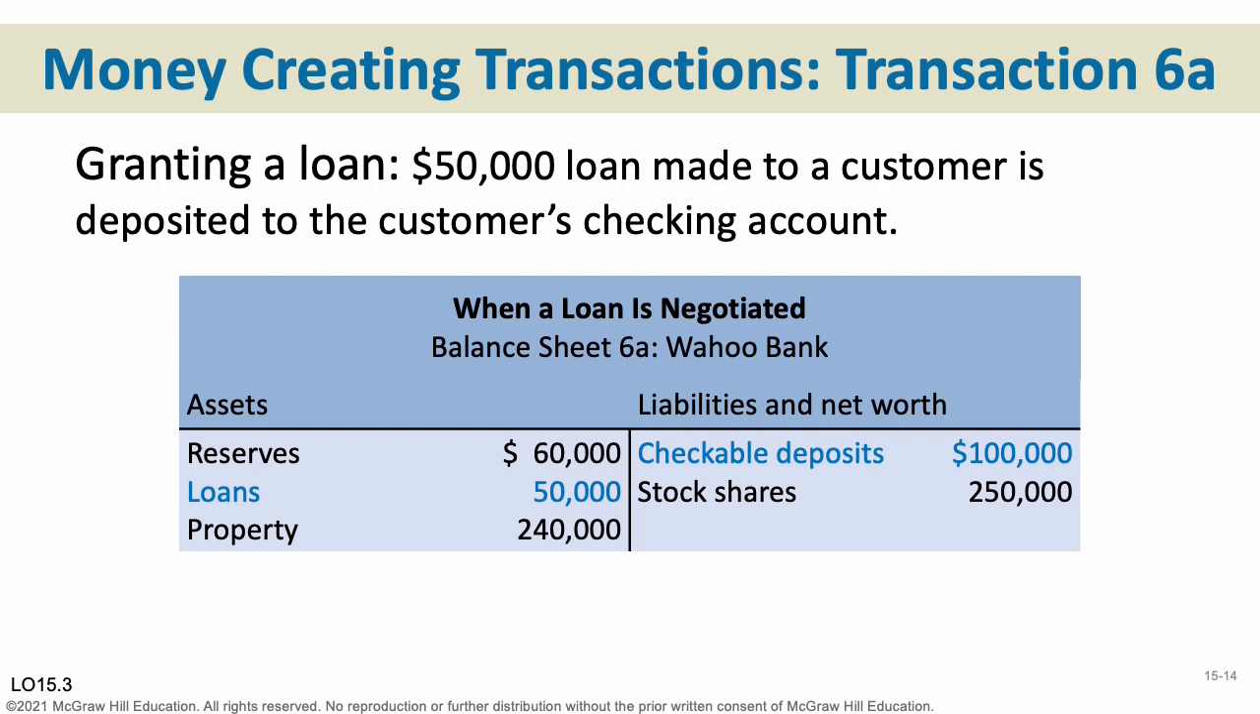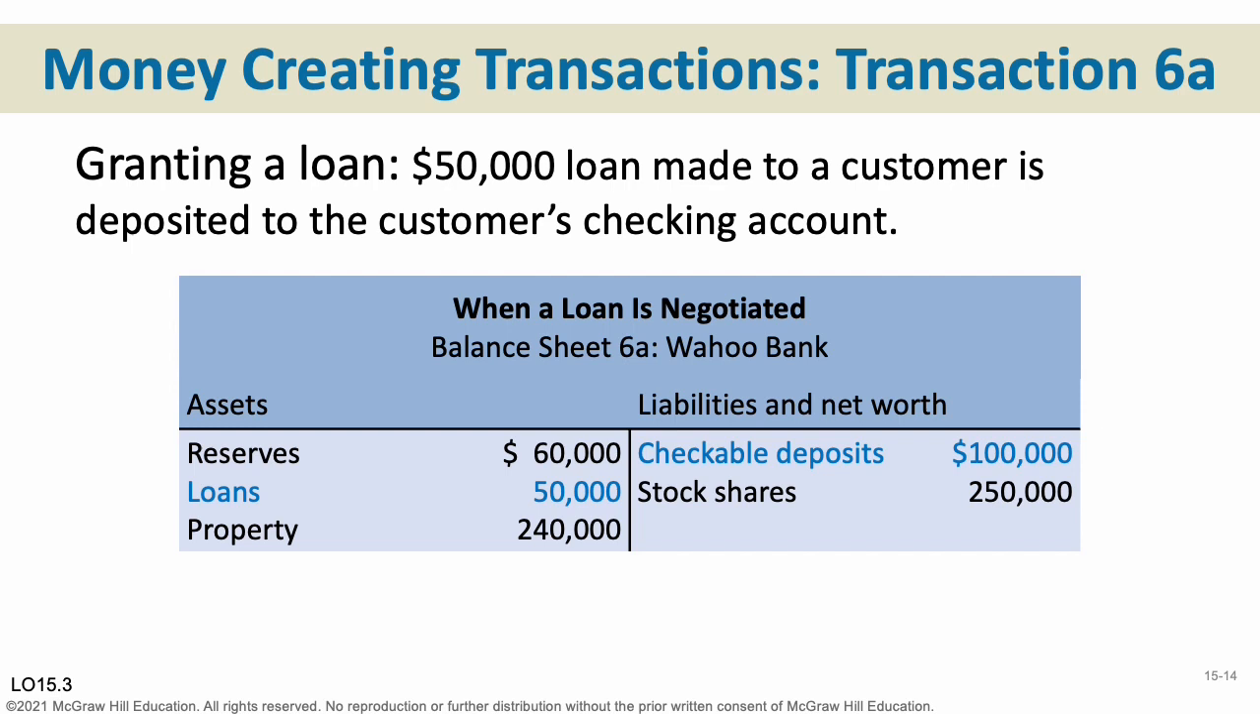Now, if we look here, a $50,000 loan is made to a customer's checking account. So now we're actually going to use our bank to create new money, as opposed to just moving money around. So loans that banks make are considered assets. So having someone owe you money is a good thing. It's an asset. And when they pay you, you're realizing that asset.